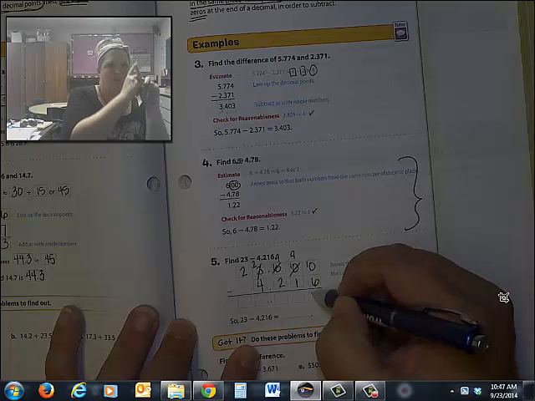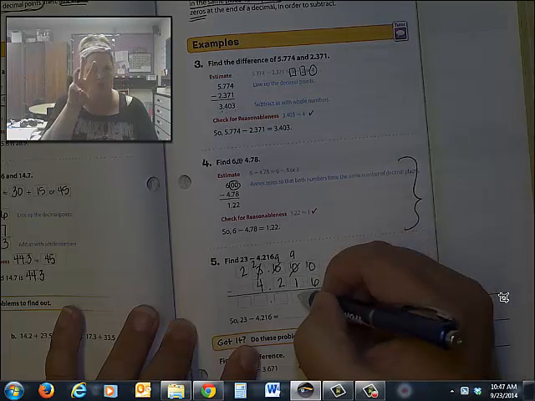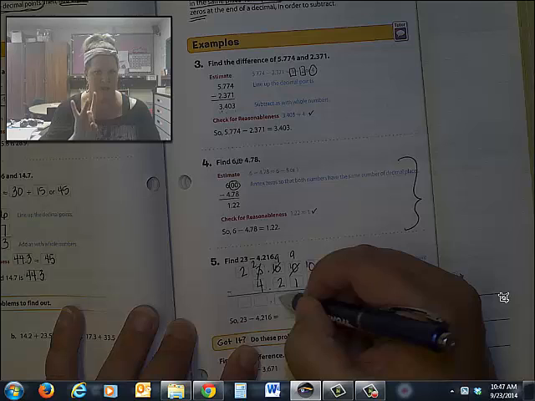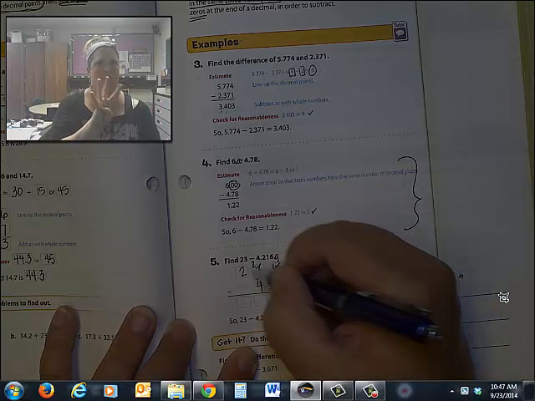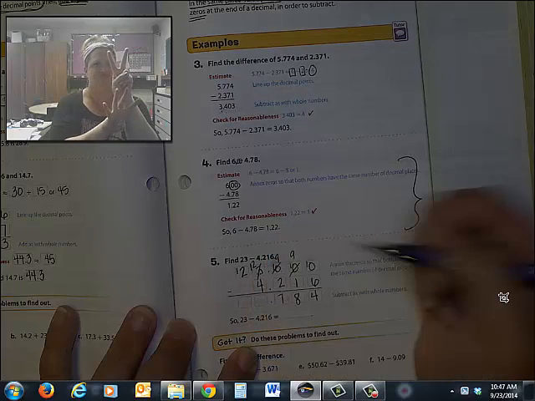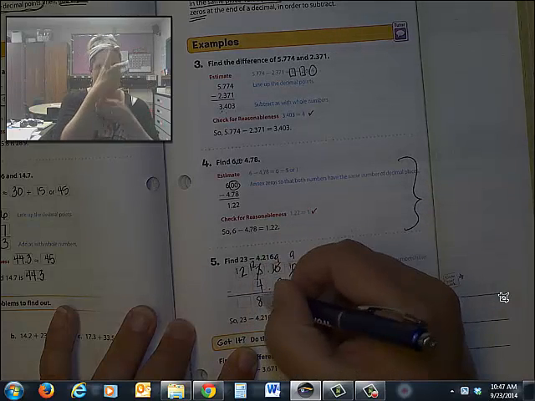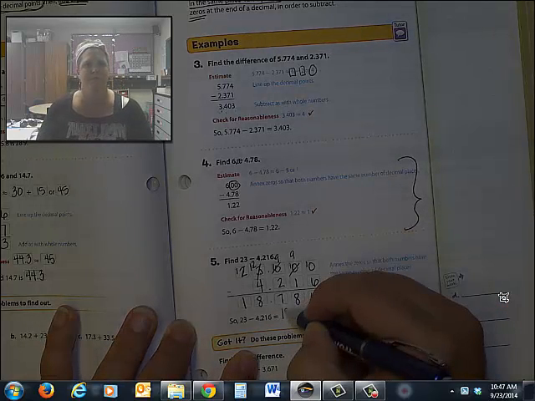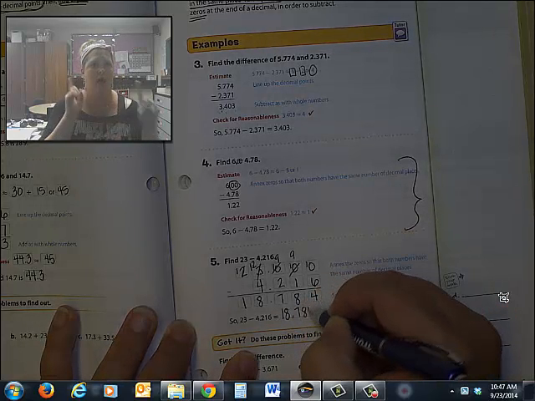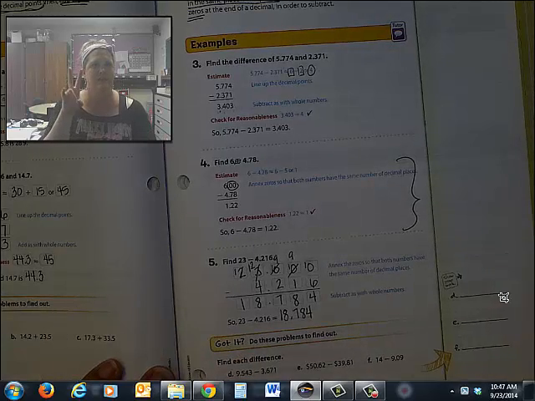Now 10 take away 6 is 4. 9 take away 1 is 8. 9 take away 2 is 7. 2 take away 4, borrow. 12 take away 4 is 8. And then bring down the 1. So our final answer is 18 and 784 thousandths.